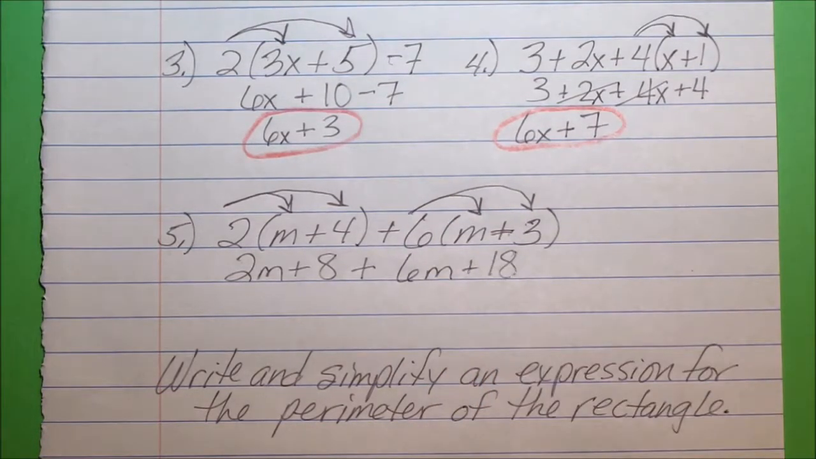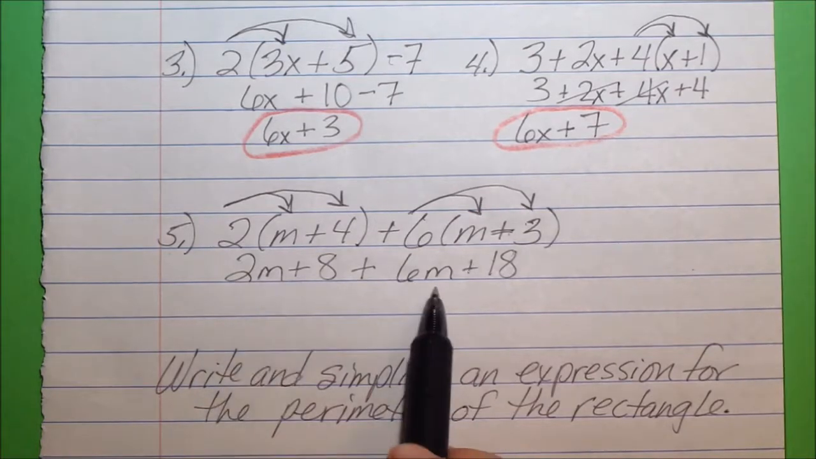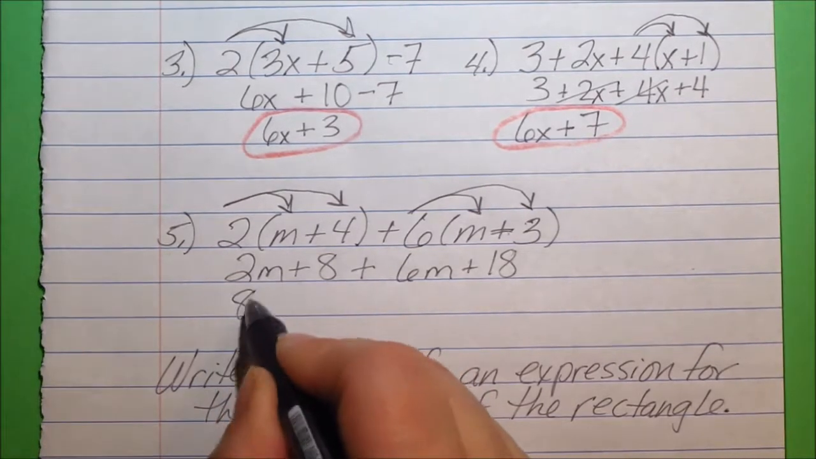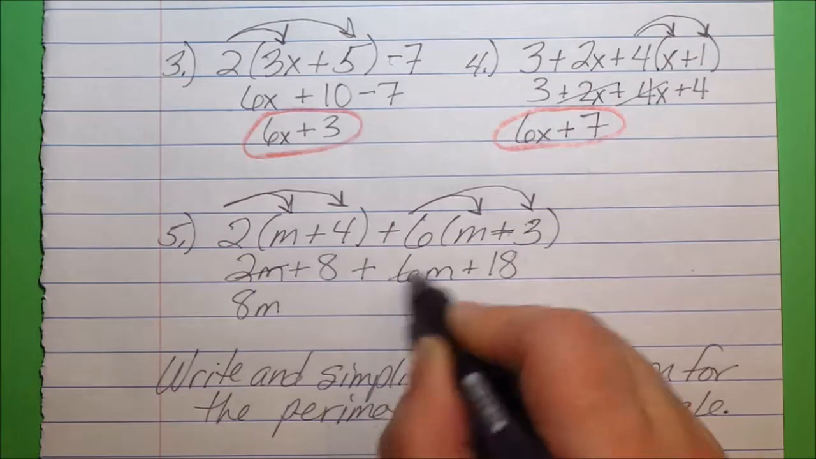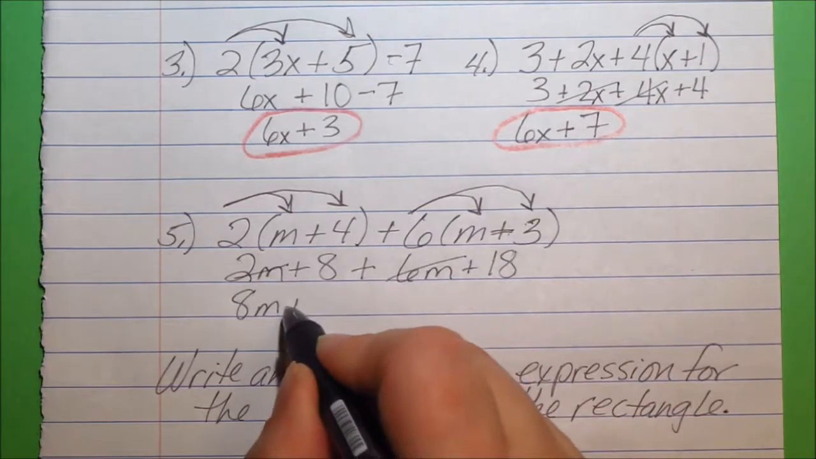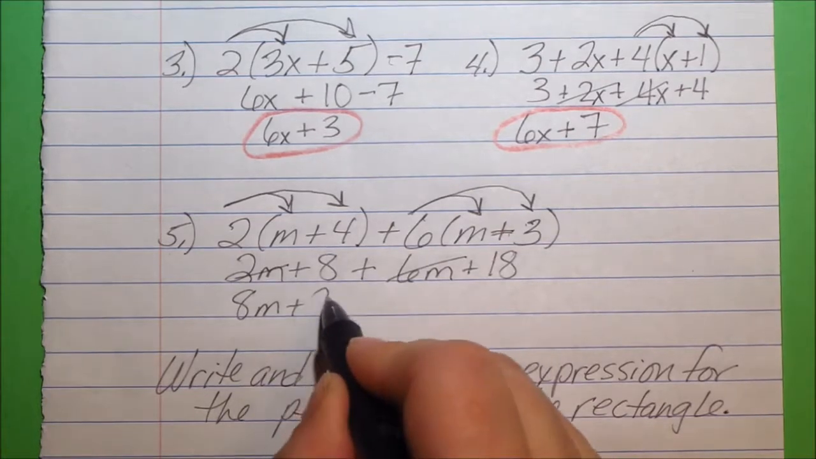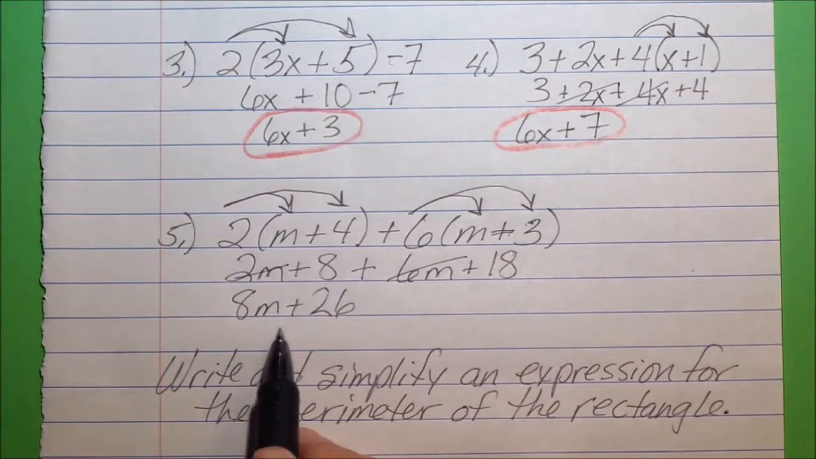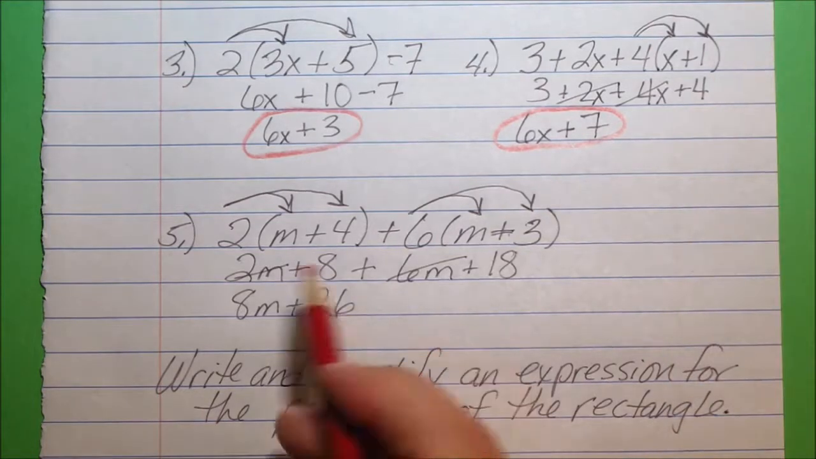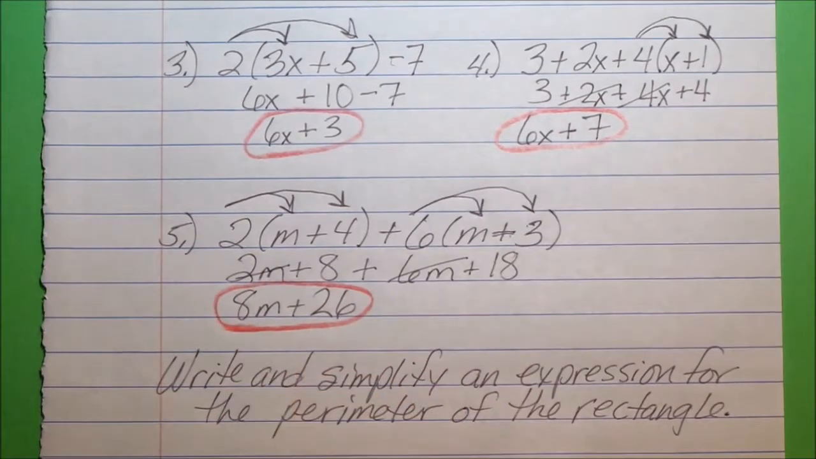And now I can combine like terms. I have a 2m and a 6m, so that's 8m. Cross those out, I took care of them. Plus 8 plus 18 is 26. 8m and 26, nothing more I can do with that. So that is my simplified answer there.